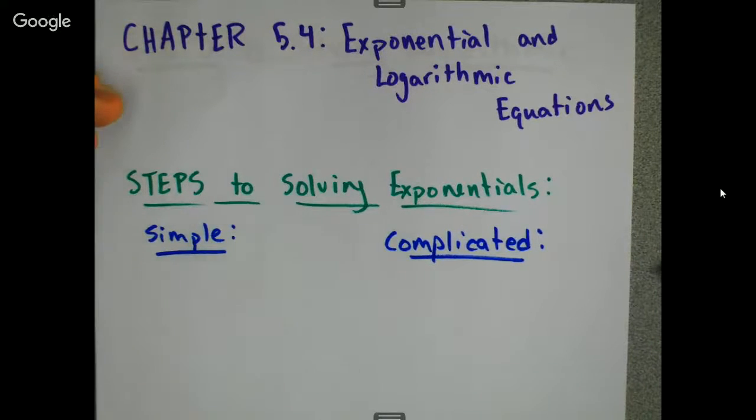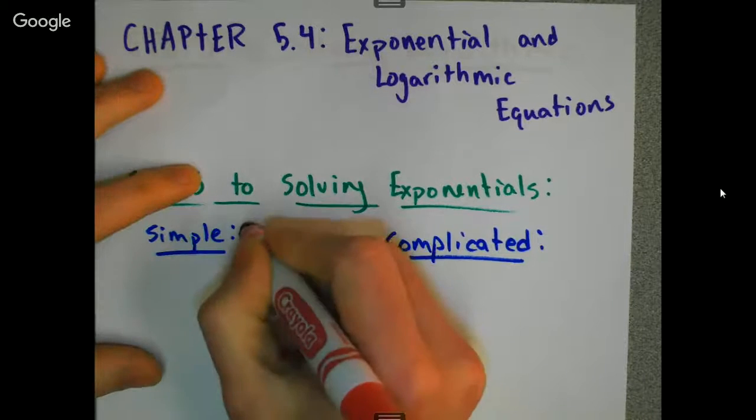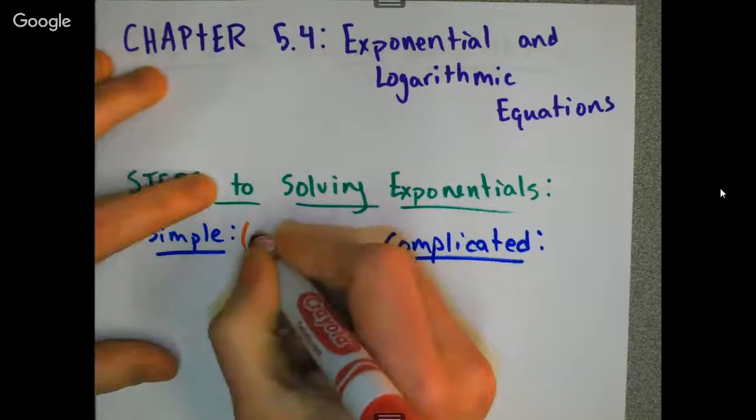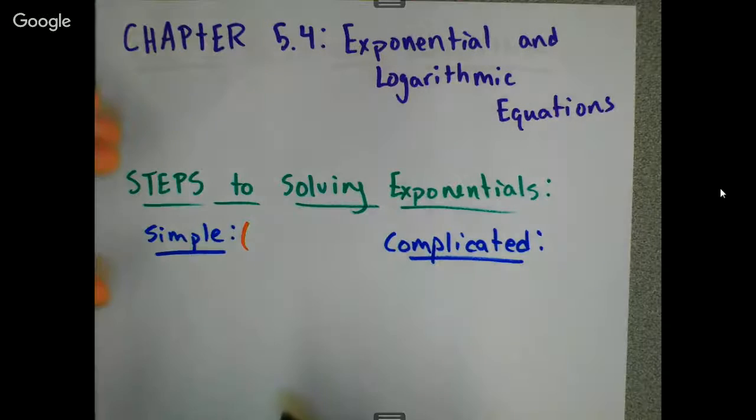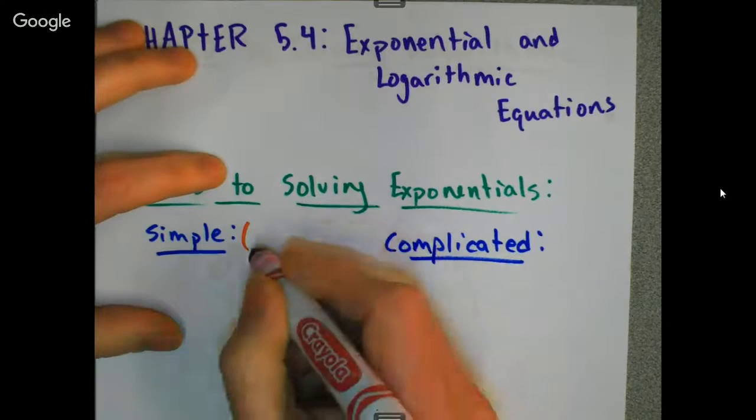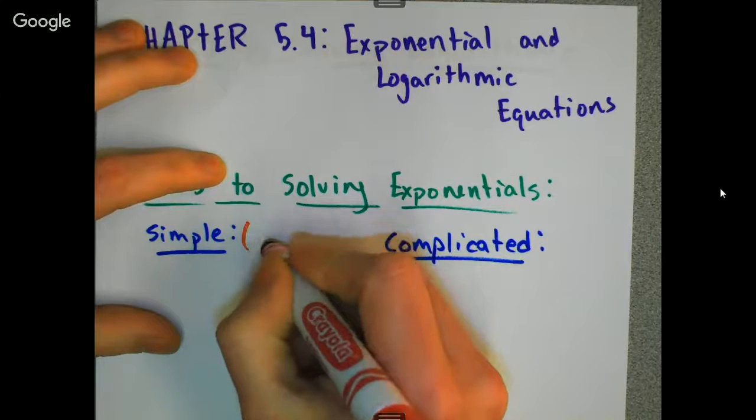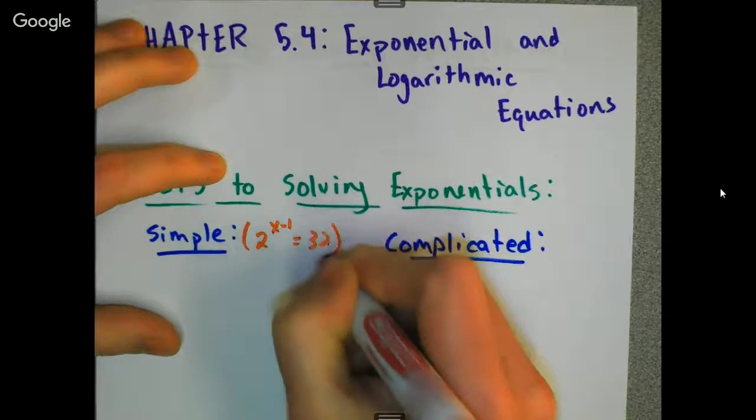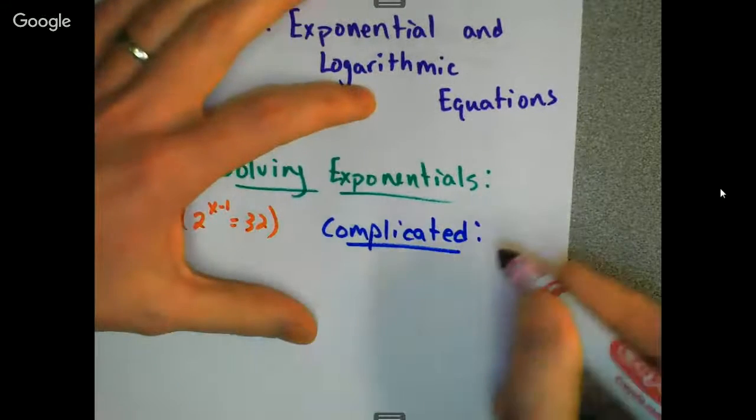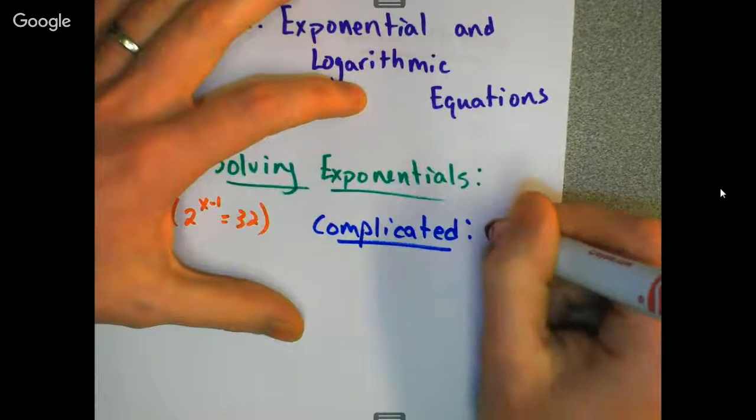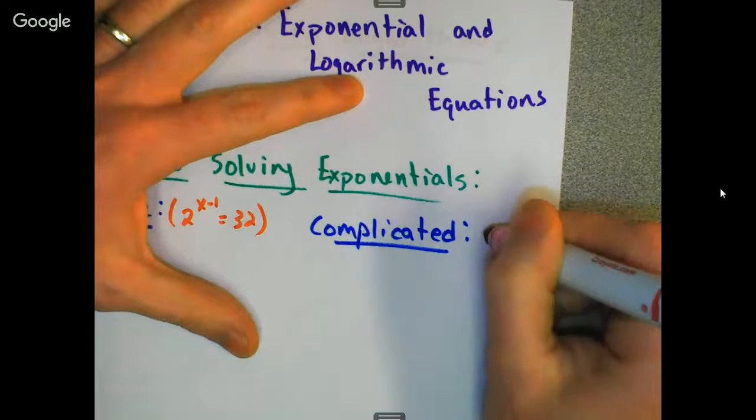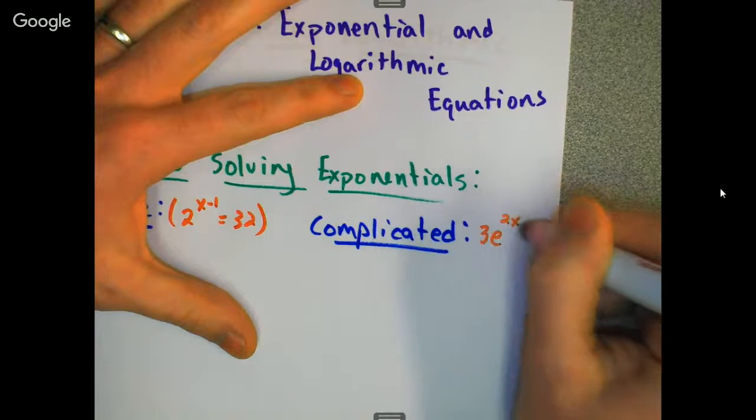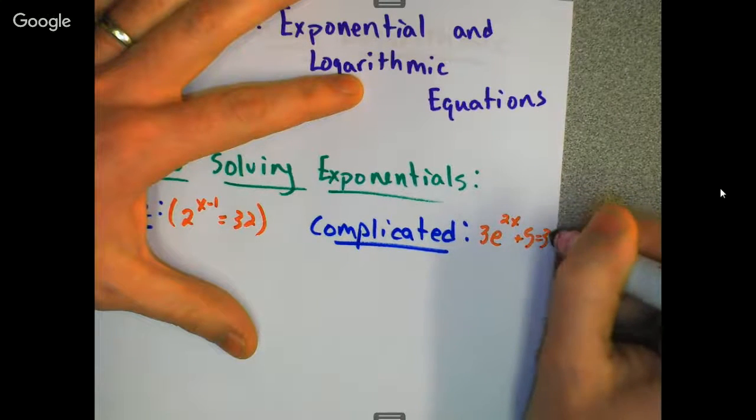So with a simple one, that is exponents on both sides. Something like, let's say I have 2 to the x minus 1 equals 32. And something more complicated would be with an additional term in there. So let's say I make it 3e to the 2x plus 5 equals 32, something like that.